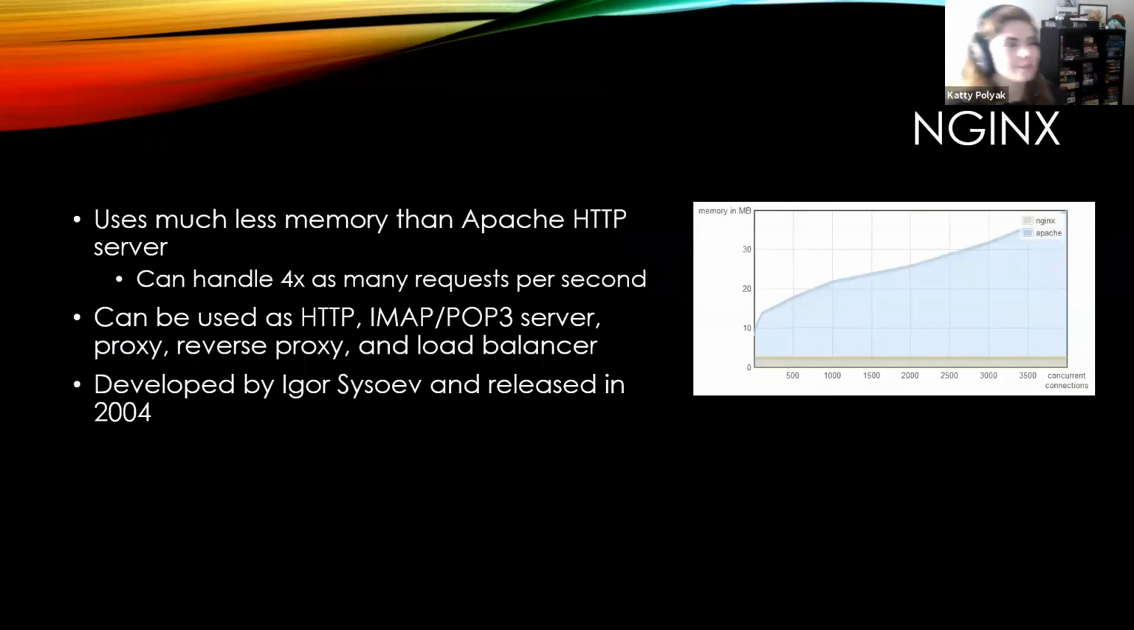Okay, so NGINX. It uses much less memory than Apache. It doesn't rely on threads to handle requests. It's an event-driven architecture, which is why it uses less memory, and that makes it much more scalable. It's focused on high concurrency, high performance, and low memory usage.